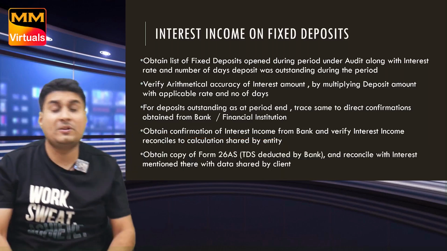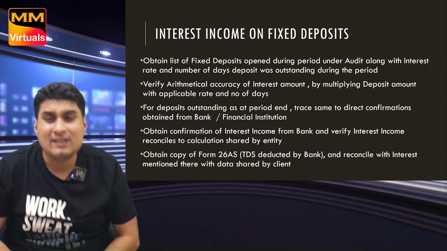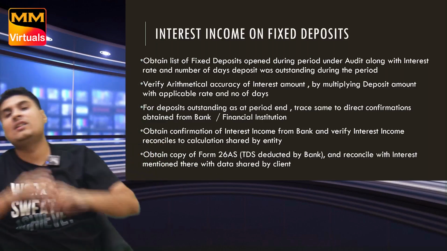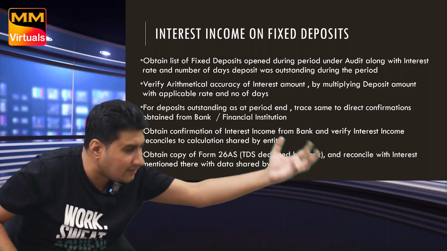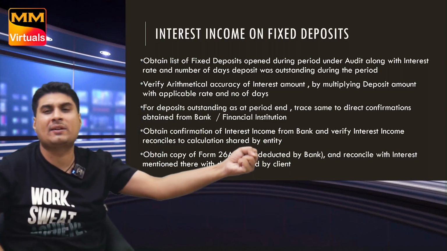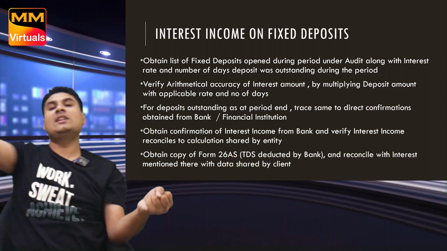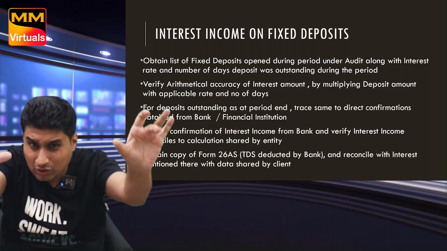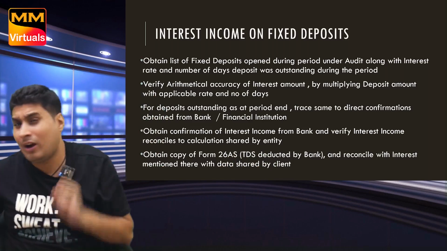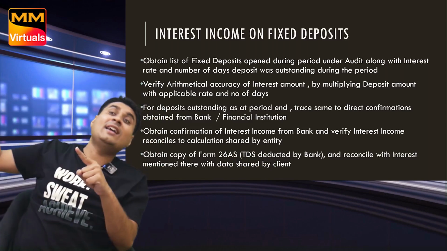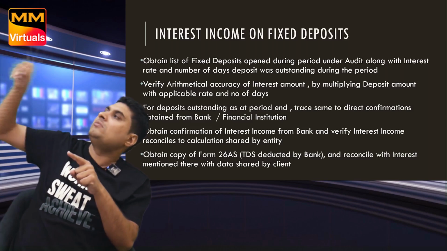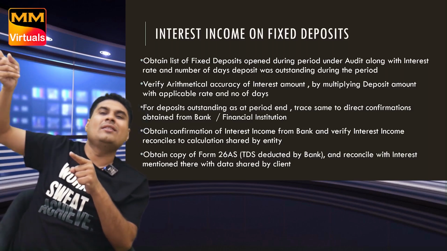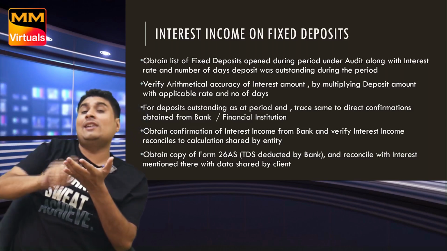Next, obtain a copy of 26AS. The bank will deduct TDS on income. When they pay you interest, they will deduct the TDS, 10%. As soon as they deduct, reconcile with that. If my income is 1000 rupees, they have deducted 100. Based on that, I can say 100 is deducted, so what will be my income? 1000. Is my income coming the same in the calculator also?